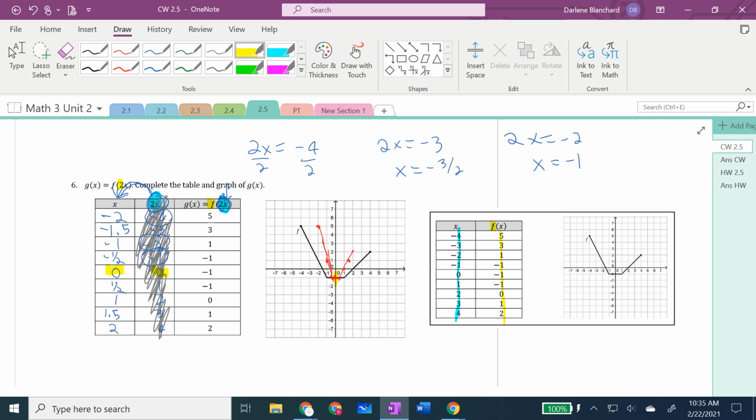Now, what I want you to observe from all of this, the operation that you see on x, you see multiplication. The opposite of multiplying is dividing. So if you see multiplication to the x, you're going to divide the x's by that number, and then that tells you how it squishes.